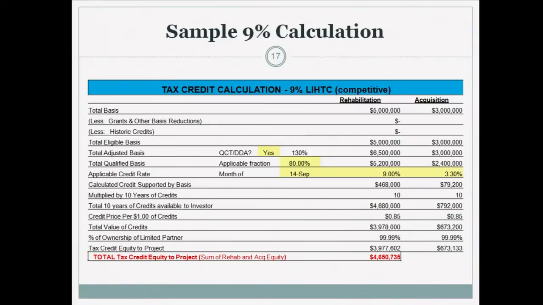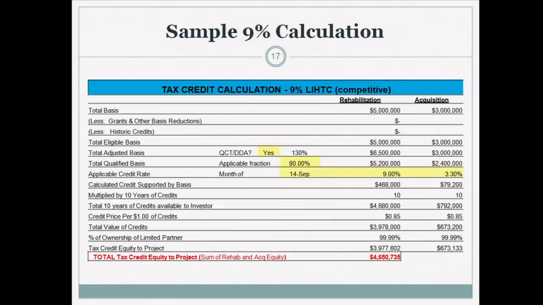And then in the next column, you'll see acquisition. So it's the same math with one exception. In the acquisition column, the basis is generally going to be the price paid for the acquisition, not including the land value. So in this case, the property is going to be valued at $3 million, not including land value. That's how you get the acquisition basis. And you march through the same math with the exception that at the applicable credit rate, you're going to use the floating 4%. And that's because for acquisition credits, you don't use the 9% rate, you use the 4% rate.